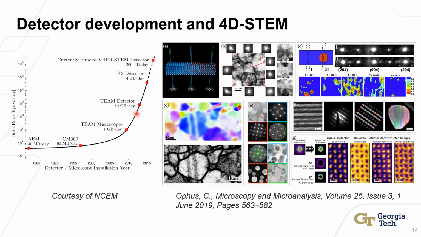Once you switch to direct detectors, so moving away from having a scintillator and a camera taking an image of the scintillator to directly reading out the information from electron strikes, then you saw this huge increase in the data collection rate. So to the point where you're getting terabytes and terabytes of data a day.